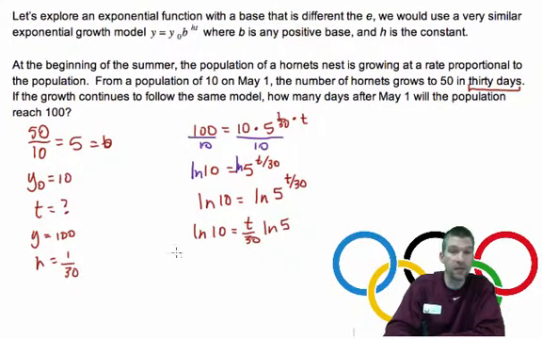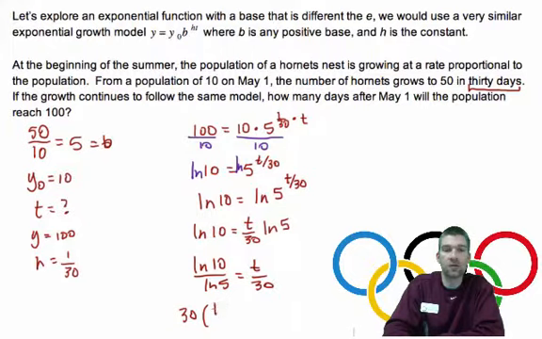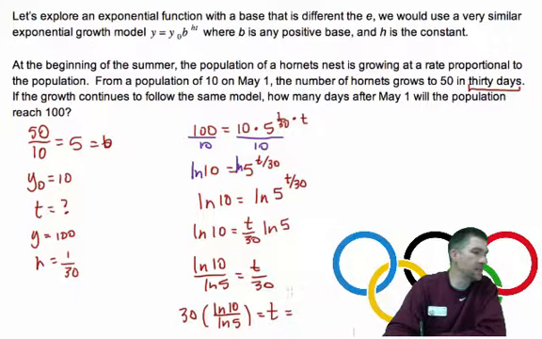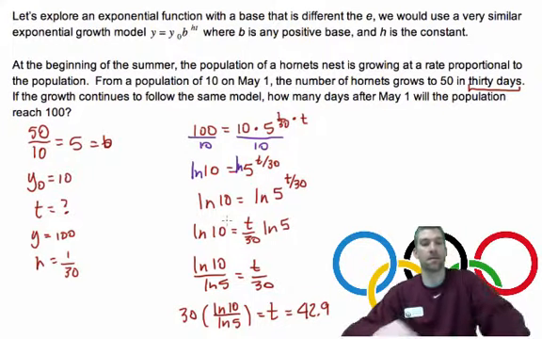Divide both sides by the natural log of 5. So the natural log of 10 divided by the natural log of 5 is equal to t over 30. And then you'll notice that I can finish this off by multiplying both sides by 30. So 30 times the natural log of 10 over the natural log of 5 will give me t. And when we do that, you're going to end up with 42.92 days. So there you go. A little exponential growth with a base other than e.